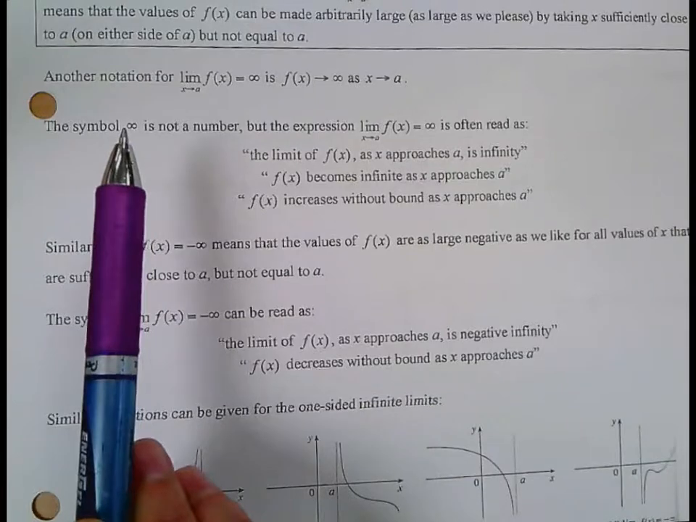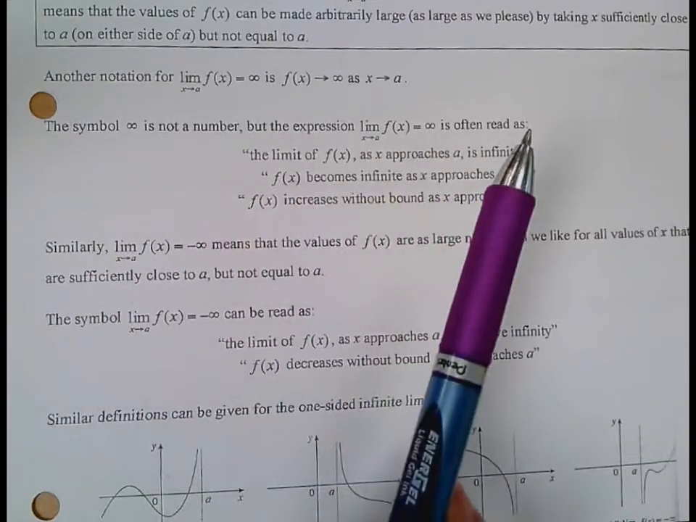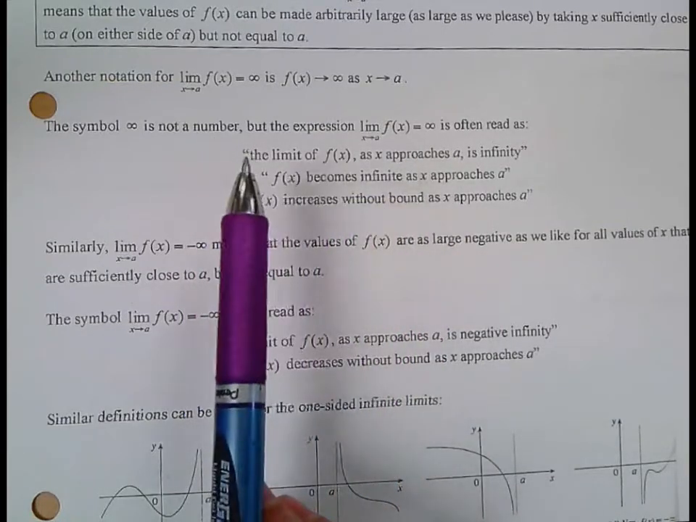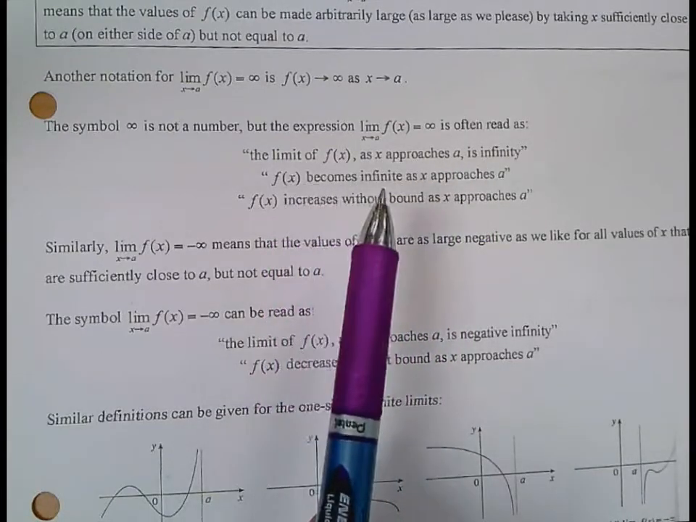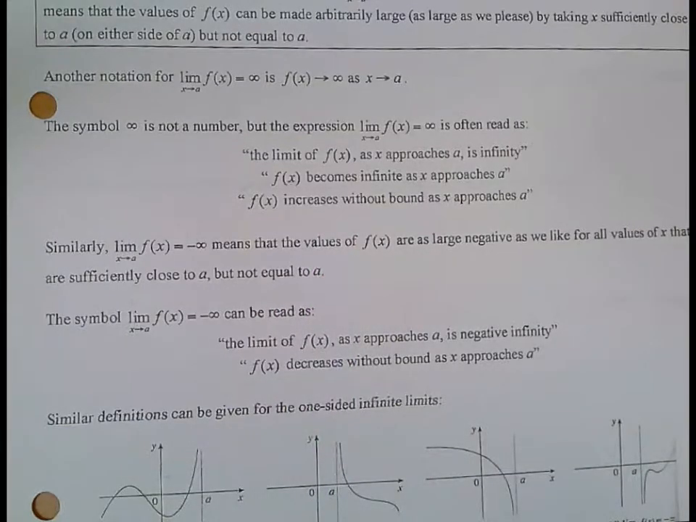The symbol infinity, remember that's not a number, but that expression we often read as, and here's 3 ways it could be read: the limit of f of x as x approaches a is infinity. F of x becomes infinite as x approaches a. F of x increases without bound as x approaches a. They are just different ways it can be worded.